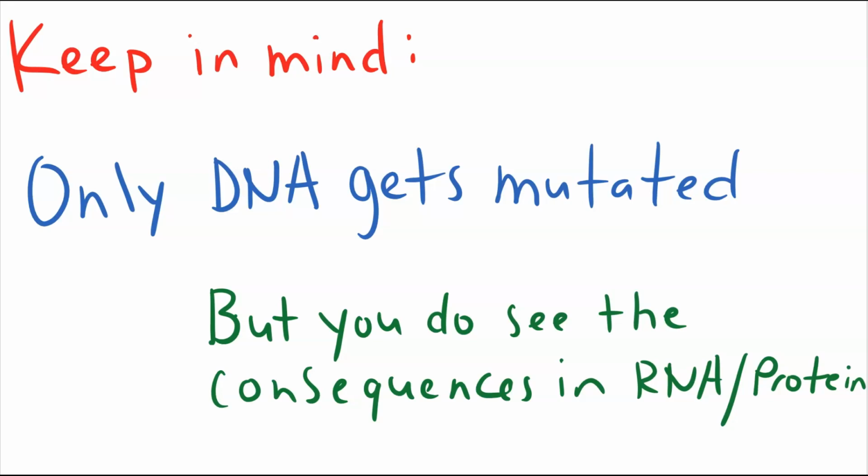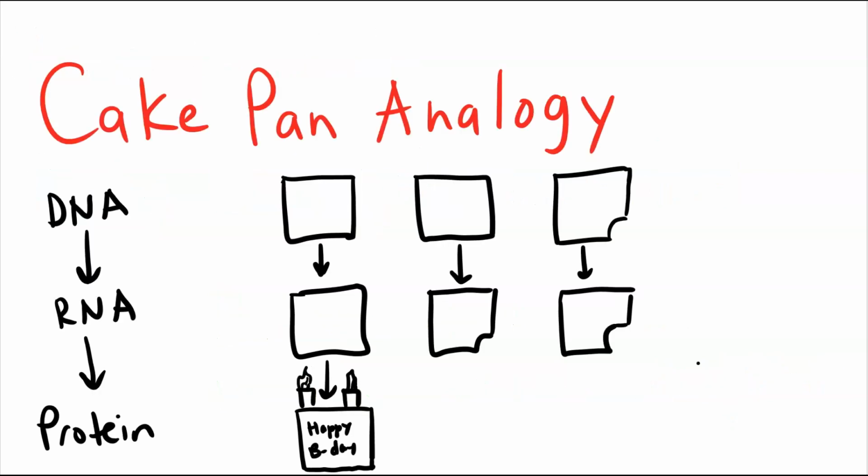This copy acts as a blueprint for the construction of all these proteins that the cells will need to be able to perform all of its functions. So when that DNA gets mutated, you see the ripple effects in RNA and in protein, but it's that first upstream molecule of DNA in the nucleus that gets mutated. The importance of this can be seen in what I call the cake pan analogy.